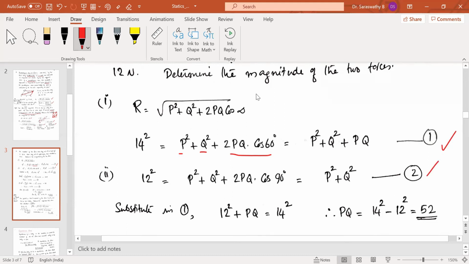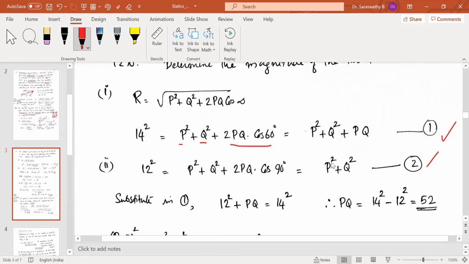What is required for us? The magnitude of the two forces. We want to find P and Q. Now the remaining thing is just the application of the principles of mathematics. From this we get P squared plus Q squared is equal to 12 squared. Substitute here: 14 squared is equal to, instead of P squared plus Q squared, you put 12 squared, plus PQ. From that we get PQ.